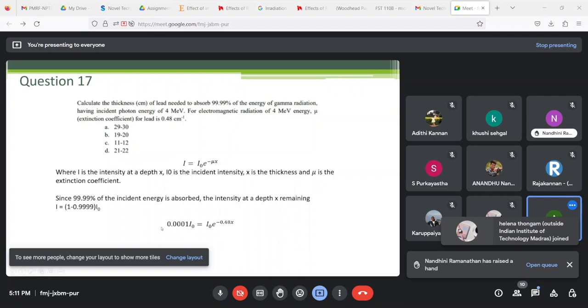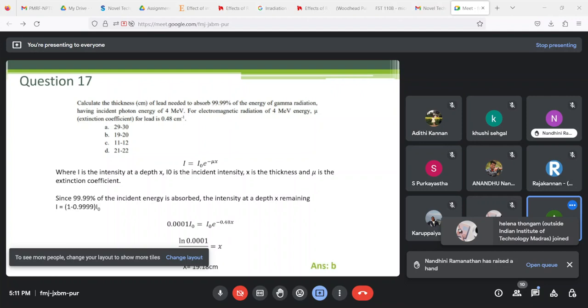So if you substitute this value, 0.0001 of I naught is equal to I naught into e power minus 0.48, which is your extinction coefficient, into x. So I naught gets cancelled, and if you take a logarithm on both sides, ln of 0.0001 divided by minus 0.48 will give you the thickness of the lead. So this x is equal to 19.18 centimeters, which is your option B.